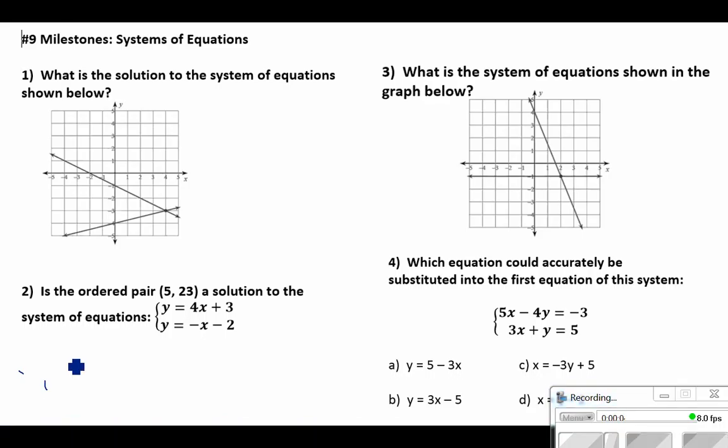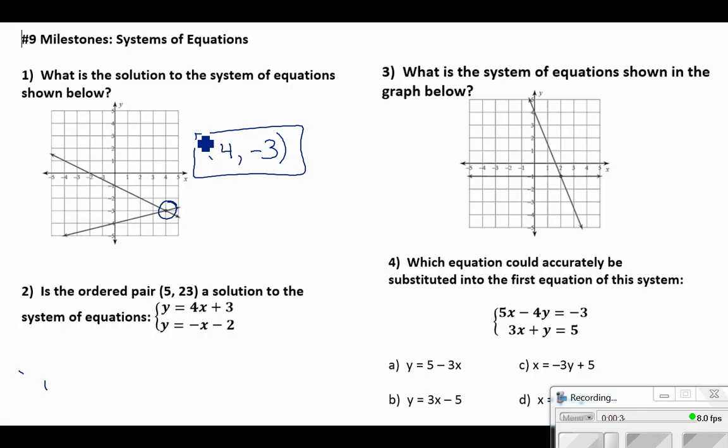Milestones review, lesson 9 is systems of equations. Number 1, what is the solution to the system of equations shown below? The solution to a system in a graph is where the two lines intersect. So that would be 4, comma, negative 3. That means that 4, comma, negative 3 is a solution to both of the equations involved.